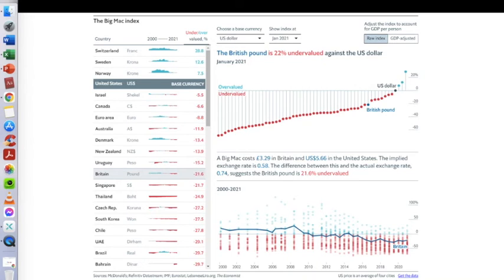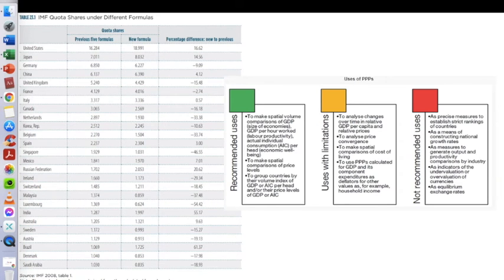So there are all these different market and non-market forces that relate to how PPP is calculated and what value PPP has. Now, if we look at quota, this is probably the most important takeaway from PPP. It's used to determine at the IMF what the quota is in a country. Now, quota will determine how much money the IMF can loan a country. And so the IMF changed its formula, right? Percentage difference from new to previous.